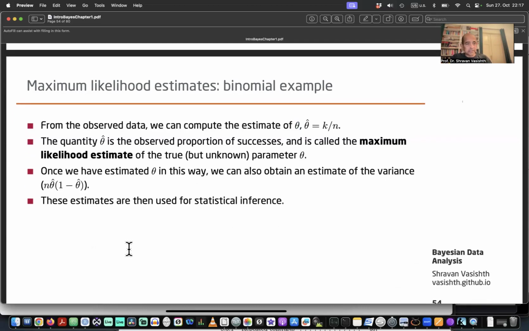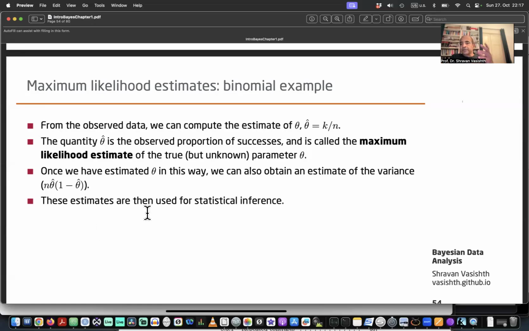So I'll just explain that. What is maximum likelihood estimation? And what is a maximum likelihood estimate? As I mentioned, once we know the MLE, the maximum likelihood estimate, theta hat, we can compute the variance, because it's defined in terms of the maximum likelihood estimate.